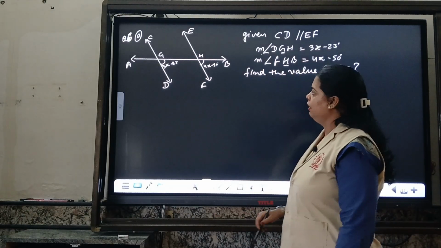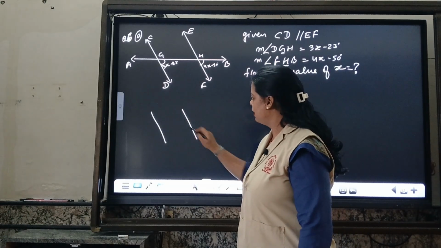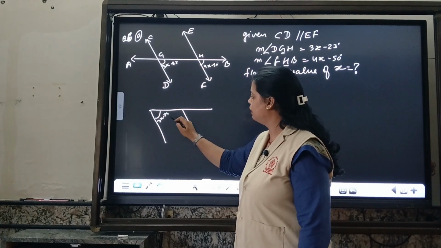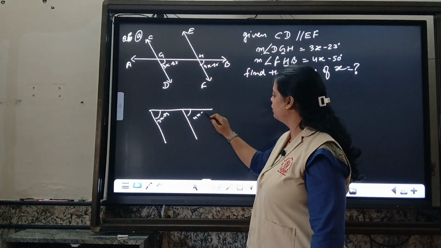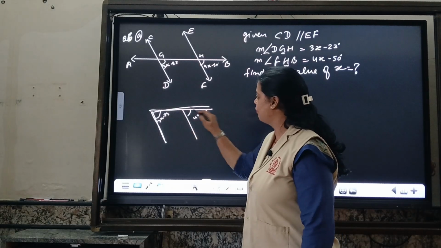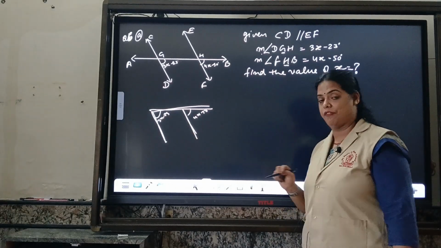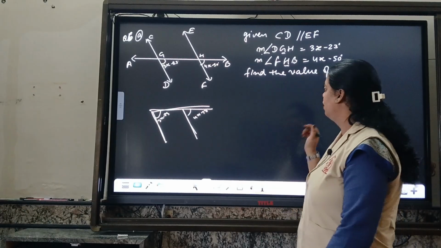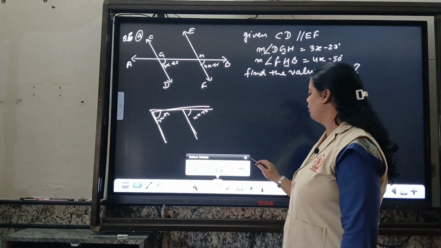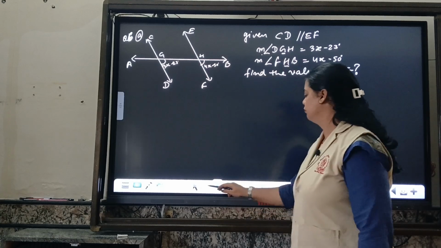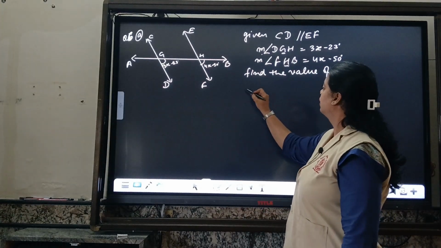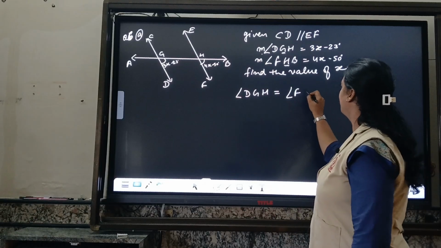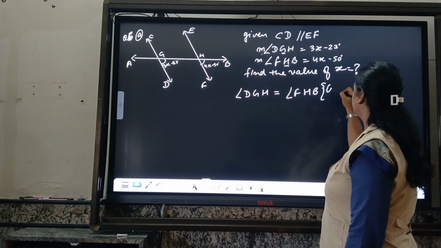Now we can see these are parallel lines. This one is a transversal line. Here we have angle 3x minus 23 and here we have 4x minus 50. They are forming the alphabet F, F for forest. So these are known as corresponding angles and their measure should be equal. So I will use this concept to solve this. I will write angle DGH should be equal to FHB. Reason, corresponding angles.